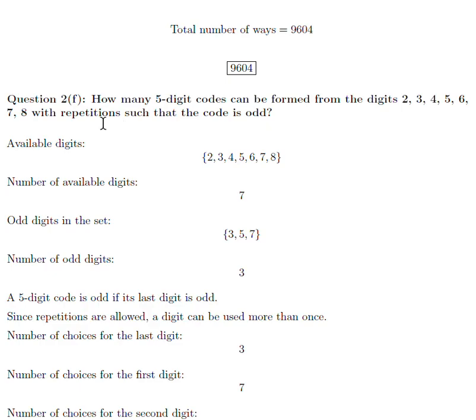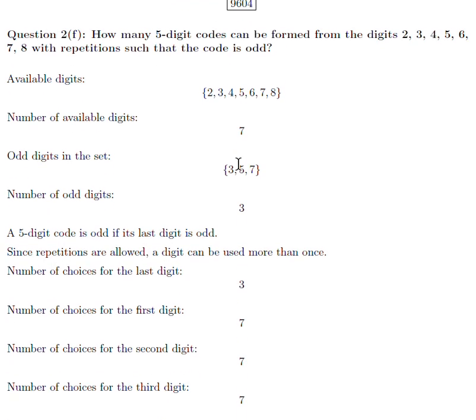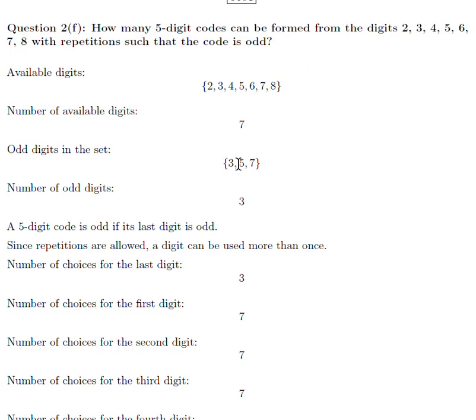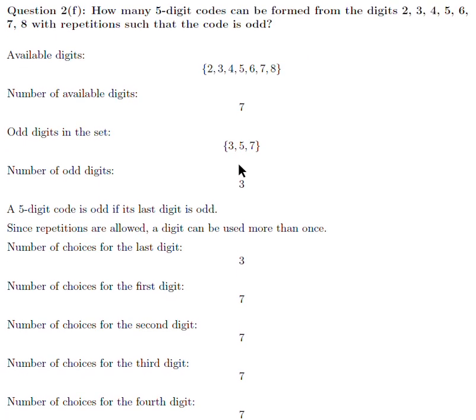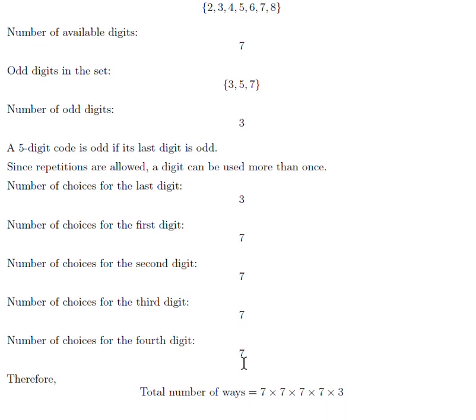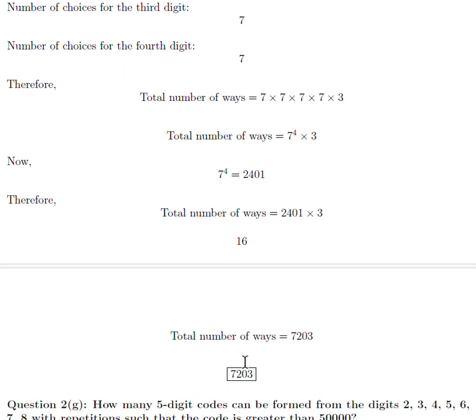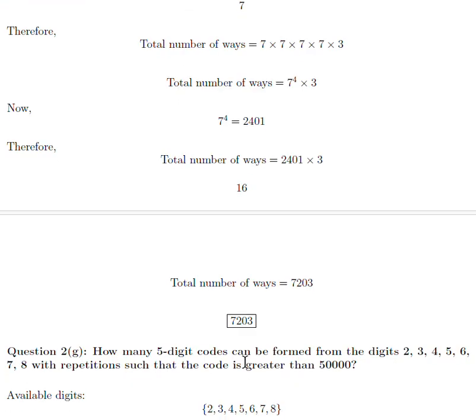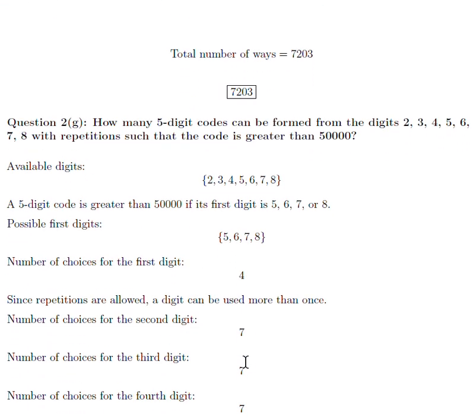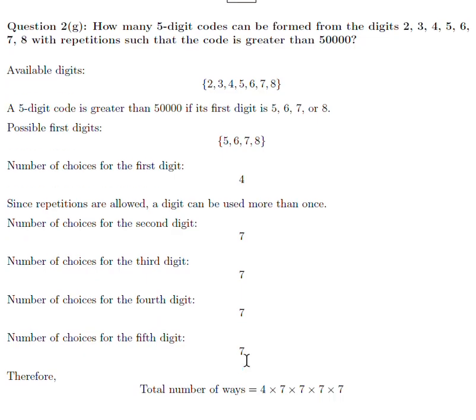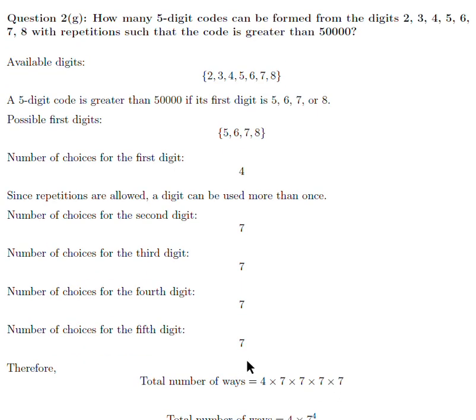And then this is a similar one where the code is odd, right? The first position is 3. Every other position must have 7 choices. The solution, 7,203 possible shuffles.